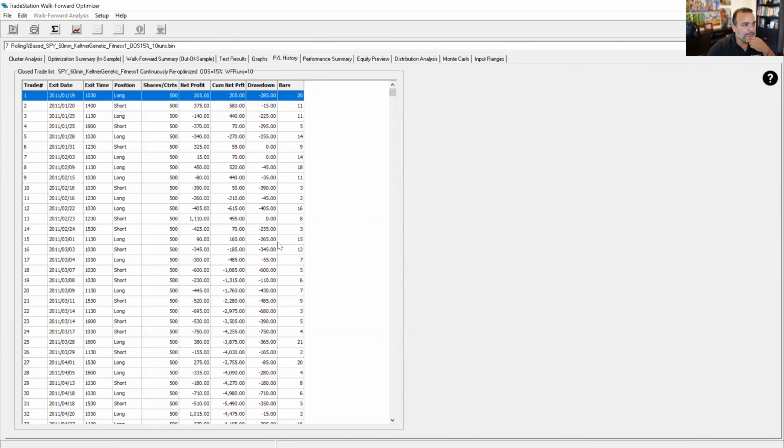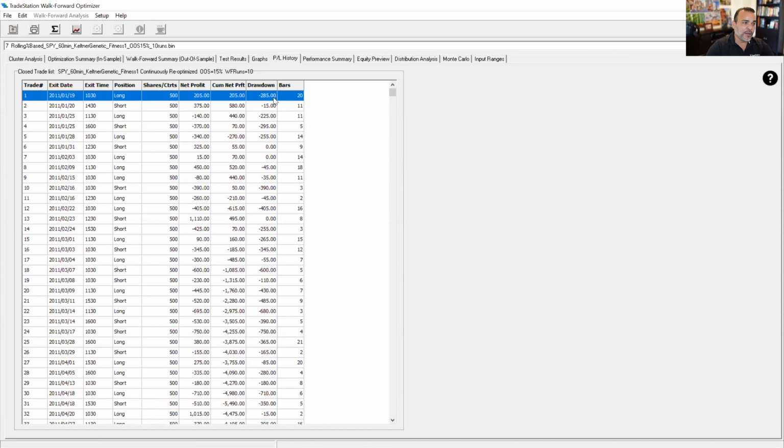P&L history. This is like the trade list tab of the strategy performance report. From the very beginning, it tells you what the first trade is, in the year 2011. Okay, well, it tells you when the trade was exited. It doesn't tell you when the trade was entered. It exited at 10:30. The position was long, was for 500, and we made about $205 on that first trade. We made $205, but it drew down 285.